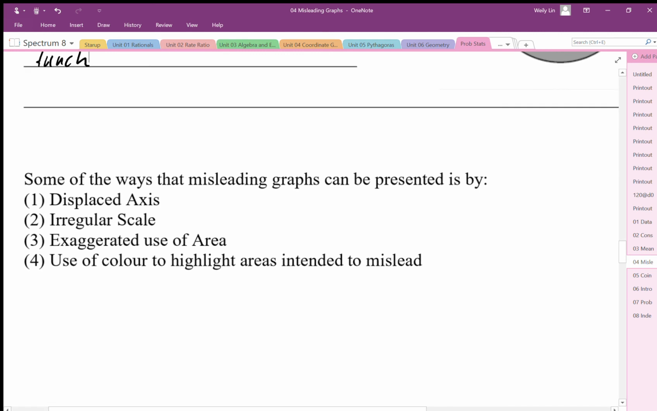One other one is using color to highlight areas that are intended to mislead. So we might use color as a way to accentuate and amplify data that we want people to focus on, whereas maybe that data is not as important as it may seem.